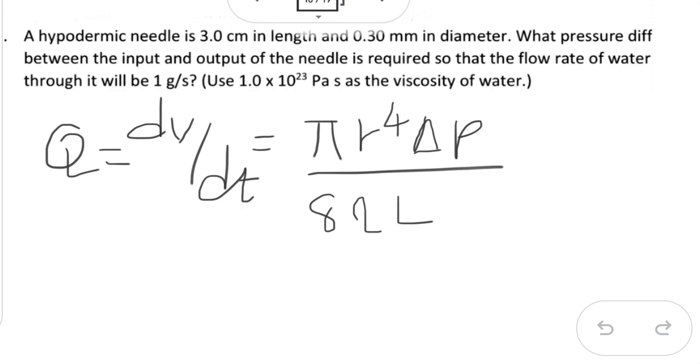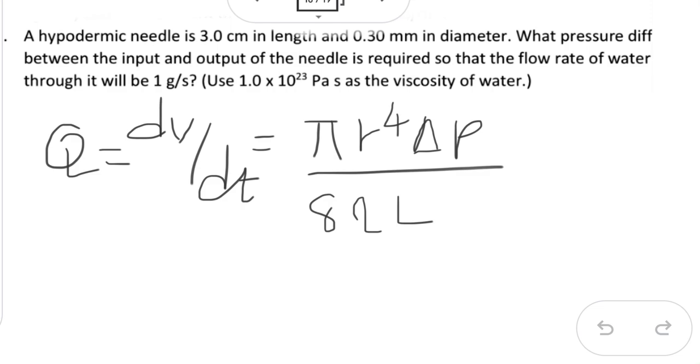will be used to solve a problem such as the one given in this video, and I'm going to show you how to find the pressure difference between the input and the output of a needle. Poiseuille's equation is given as the volume flow rate, which is equal to pi r to the power 4 times the pressure difference between the 2 points, divided by 8 multiplied by the viscosity and the length of the needle.